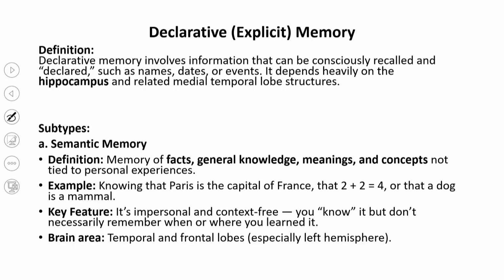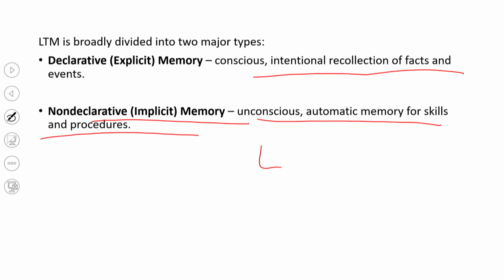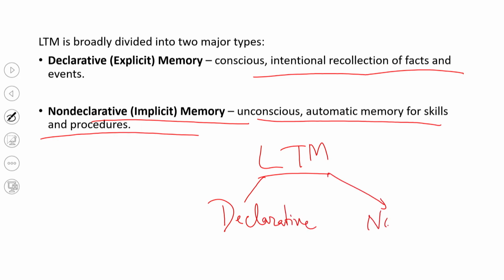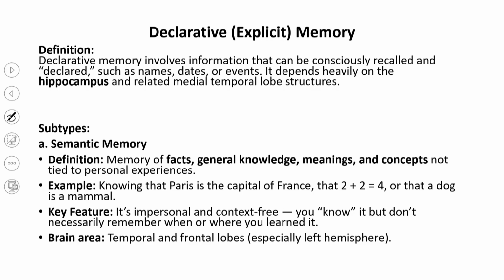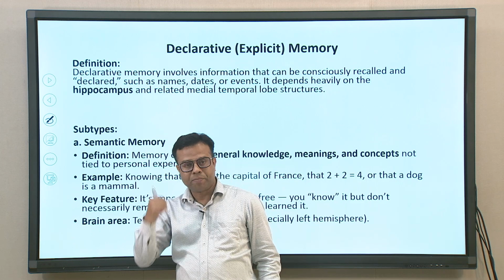Again it has many subsystems. So, if you see long term memory, it has declarative and non-declarative. Again the declarative has other components, non-declarative has other components that we will talk about. So, now let us look into the declarative part and what are its subtypes.